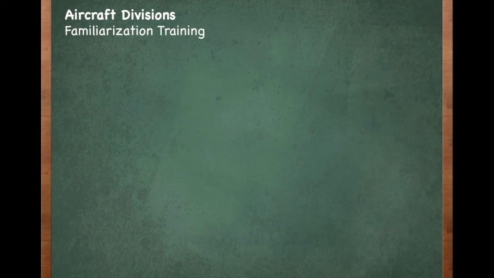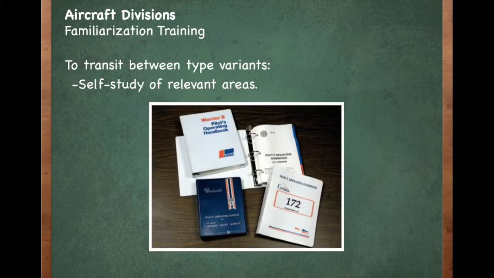If you wish to transit to a model within the class for which you have a type variant qualification, you must complete a self-study regarding the variations of systems and airplane performance that the new model has. This is known as familiarization training and will require only ground training. So you see that the grouping into classes has the advantage that you have a degree of freedom to move around within several models with relatively little effort.